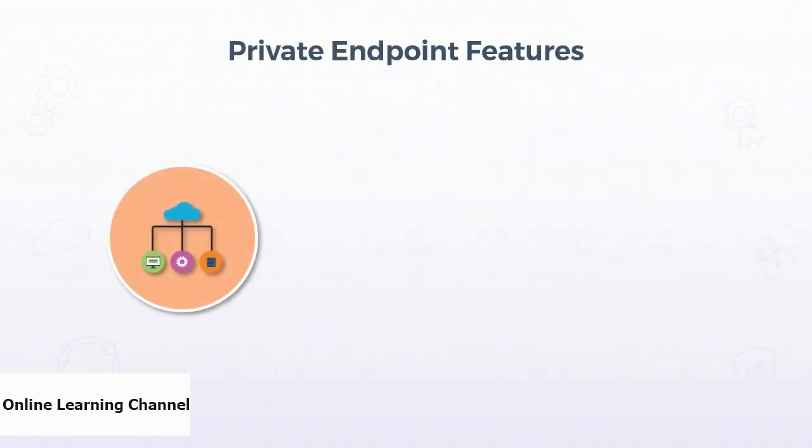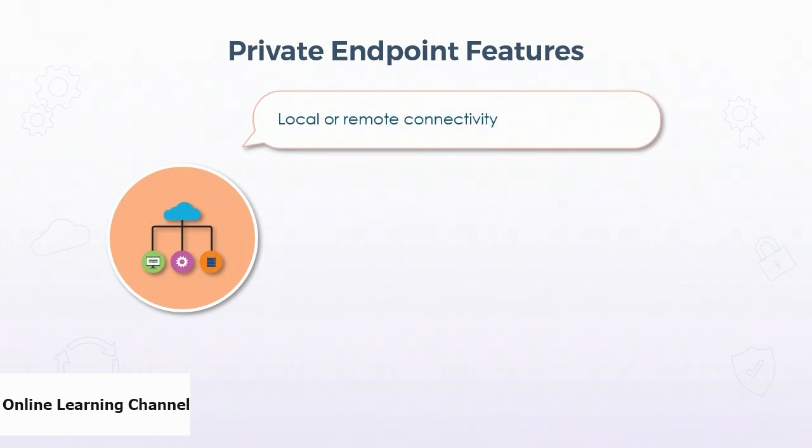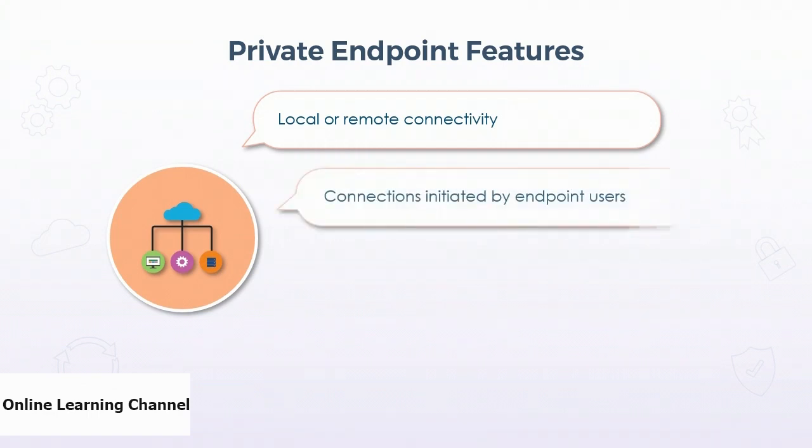Some features of private endpoints. Local or remote connectivity. We can connect with consumers in the same VNet, VNets that are peered regionally, or even VNets that are peered globally over the whole infrastructure. We can also use it with VNets that are peered with on-premises using ExpressRoute or VPN.